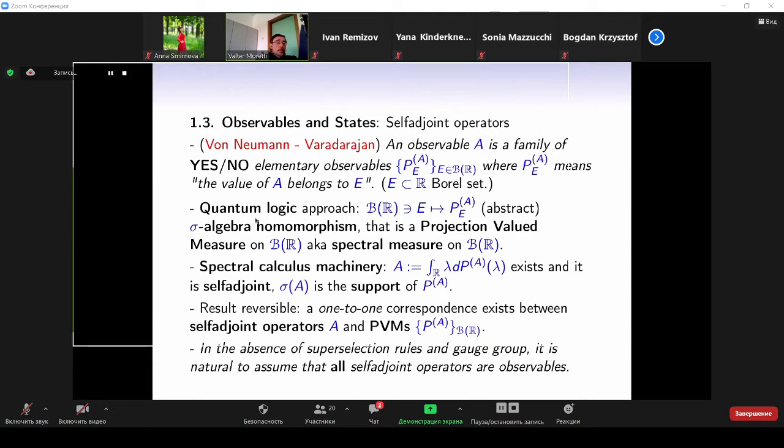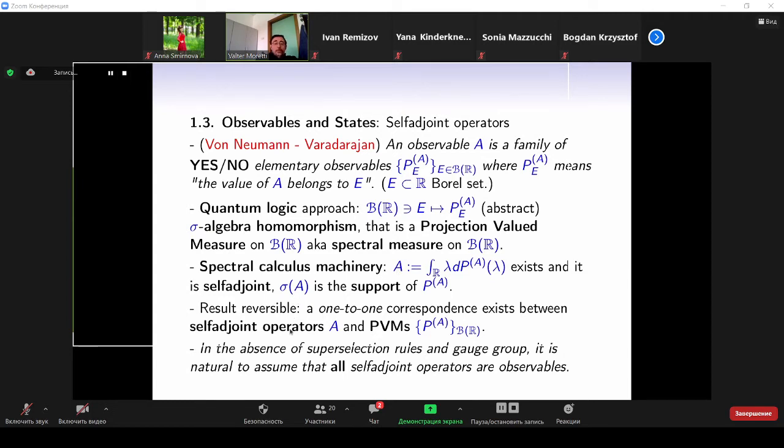Using a standard result of quantum logic, I will not enter into the details, it's possible to prove that this map actually is a sigma algebra homomorphism, or from the point of view of functional analysis, a so-called projection valued measure. So I can integrate these families of projectors with the standard spectral calculus machinery, and I obtain a self-adjoint operator. The support of the measure is exactly the spectrum of the observable.